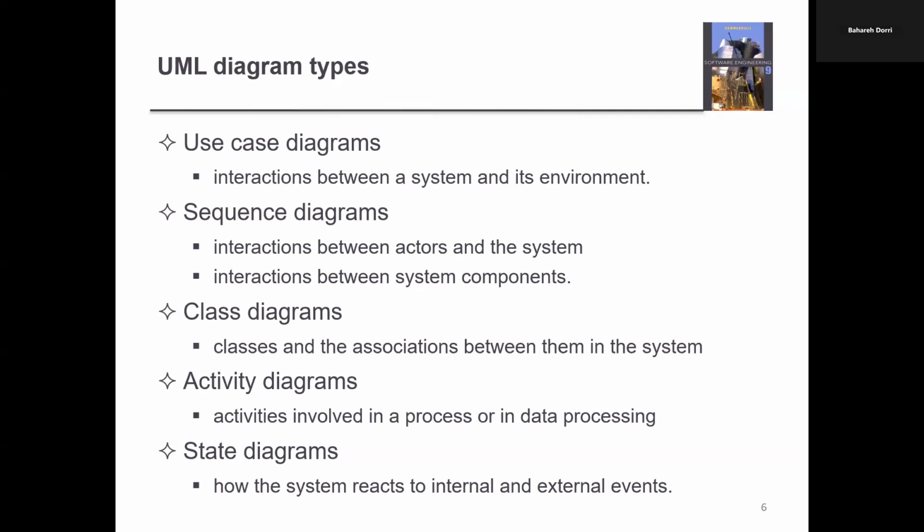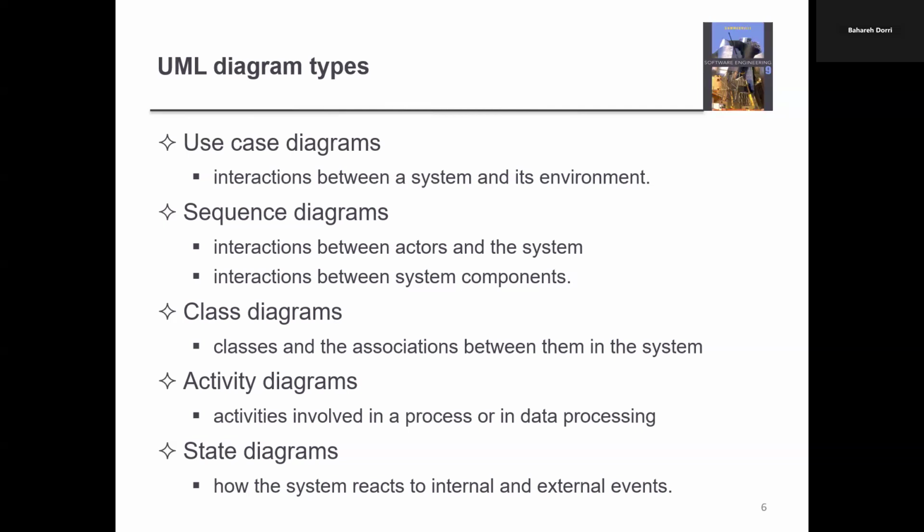Next are sequence diagrams. These are more detailed and focus on time-ordered interactions. For example, how a user request triggers a series of internal operations. They show both interactions between users and the system and also interactions between components within the system, like how one model might call another. Then we have class diagrams, which are the backbone of object-oriented modeling. These diagrams show the system's classes, their attributes, methods, and how they relate to each other. They are essential for a structural model.